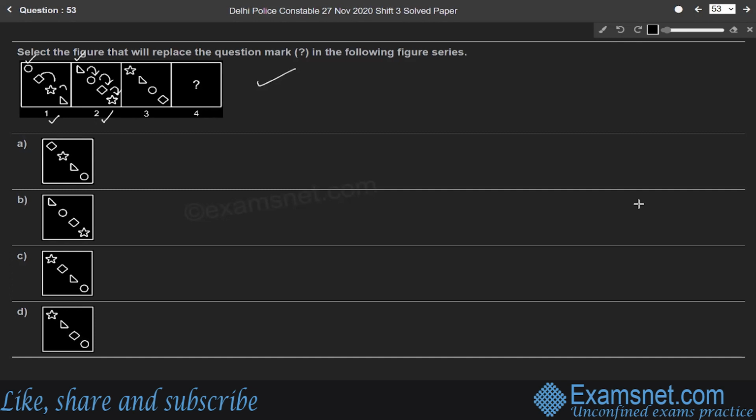So as we move along the series, every shape will be shifted to its next position. So look at figure 4, where the position of the rhombus will be at the extreme right corner, whereas the position of the star will be its next position, the second position. Whereas a triangle is in its next position, and the circle will be at the extreme right corner. Therefore, option A is the right answer.